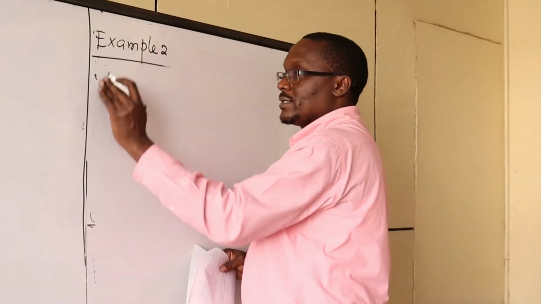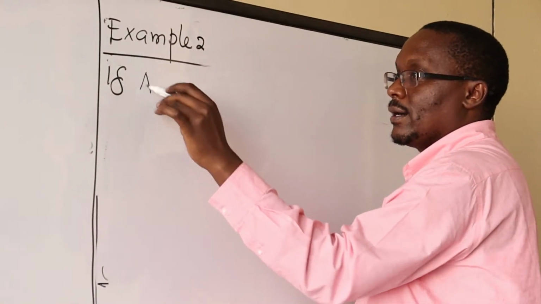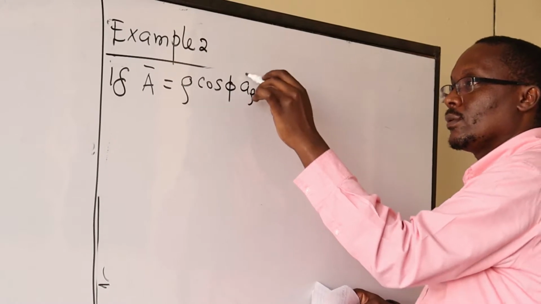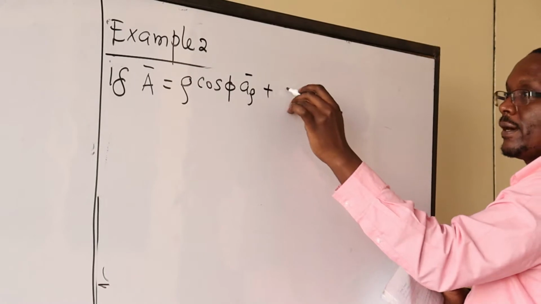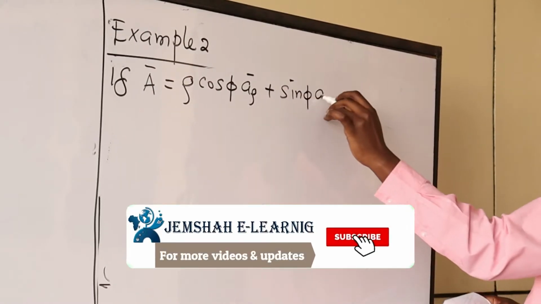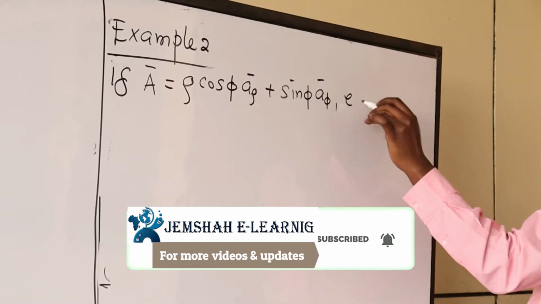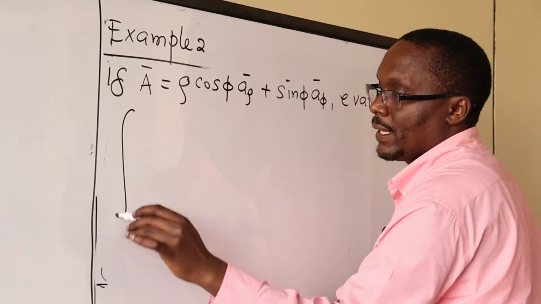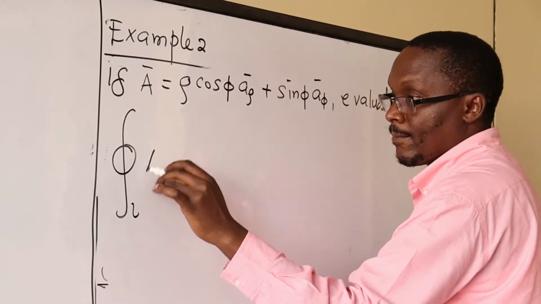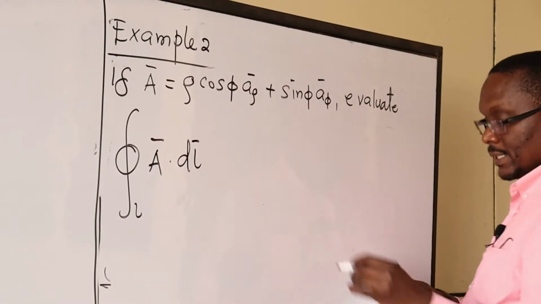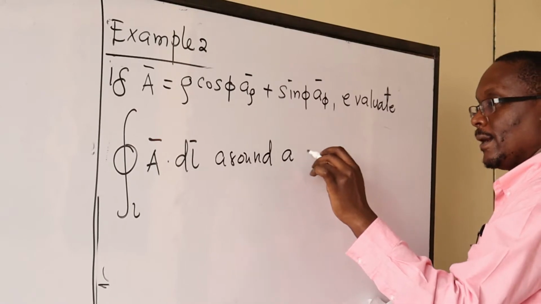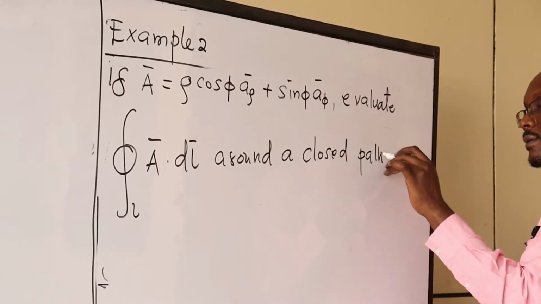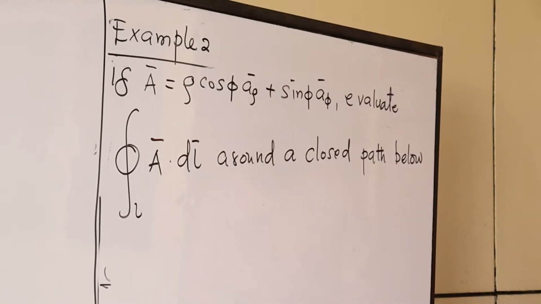In our example 2, we can say that if A bar is equal to rho cos phi A rho plus sin phi A phi bar, then evaluate the line integral around a closed path below.